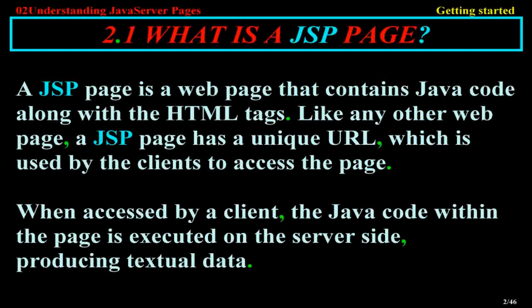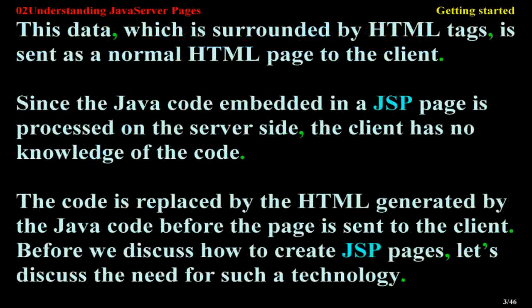Like any other web page, a JSP page has a unique URL, which is used by the clients to access the page. When accessed by a client, the Java code within the page is executed on the server side, producing textual data. This data, which is surrounded by HTML tags, is sent as a normal HTML page to the client. Since the Java code embedded in a JSP page is processed on the server side, the client has no knowledge of the code. The code is replaced by the HTML generated by the Java code before the page is sent to the client. Before we discuss how to create JSP pages, let's discuss the need for such a technology.